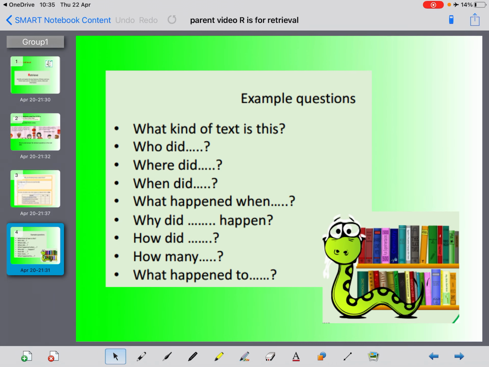So to summarise, retrieval. What kind of text is this? You could ask your child, who did this to the other person? Where did the event happen? When did it happen? What happened when? Why did that happen? How did, how many, or what happened to the key characters in the story, and so on.